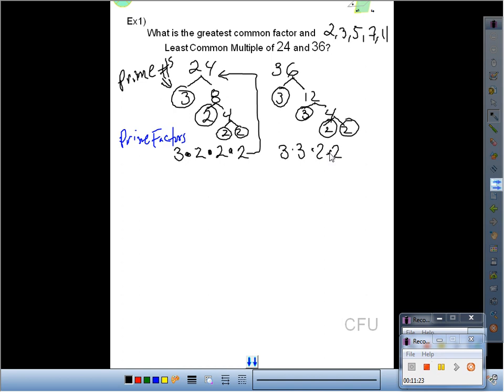And what are they called now? Prime factors. Hands up if you got that by yourself. Okay, good?